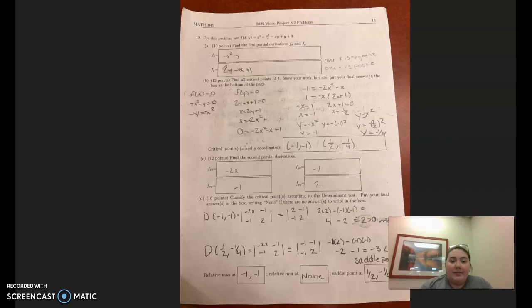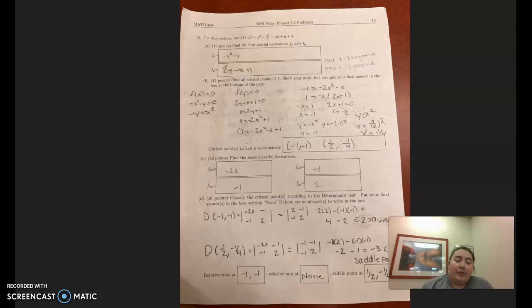So the first step in this problem was to find the partial derivatives. How we do this is we treat the equation so that if I'm taking it with respect to x, I'm going to treat y as a constant. So for our first one, for f of x, we're left with negative x squared minus y. If I'm taking it with respect to y, I'm treating x as a constant, and I'm left with 2y minus x plus 1.